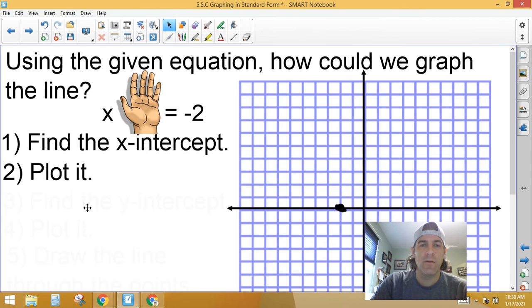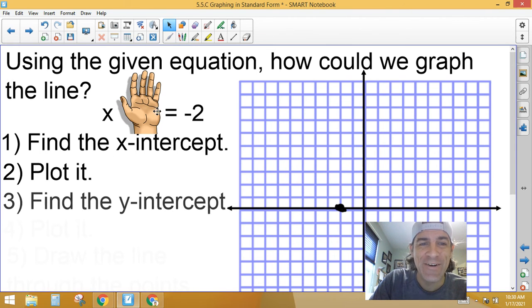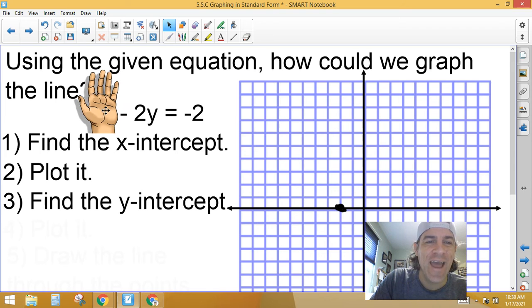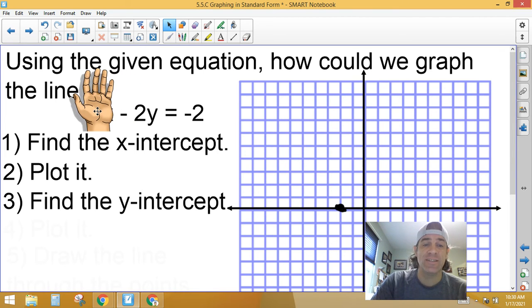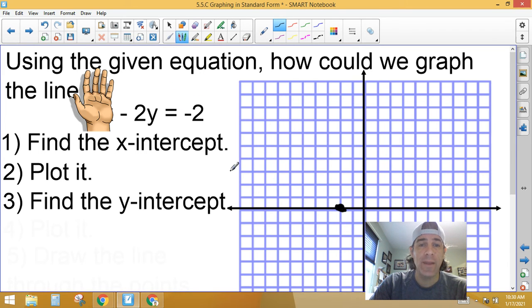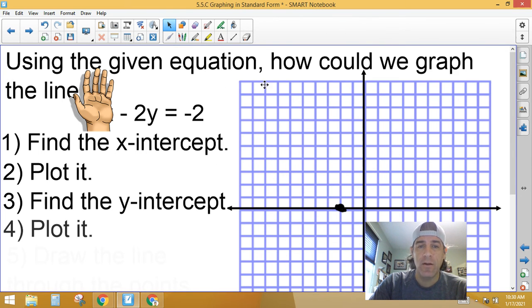Next, I'm going to find the y-intercept. Ready? I'm going to cover the x up. I've got to go far enough that I take the sign. So since it's negative, I'm going to divide both sides by -2, and I get y to be 1. So my y-intercept is 1. I'm going to plot that where y is 1.